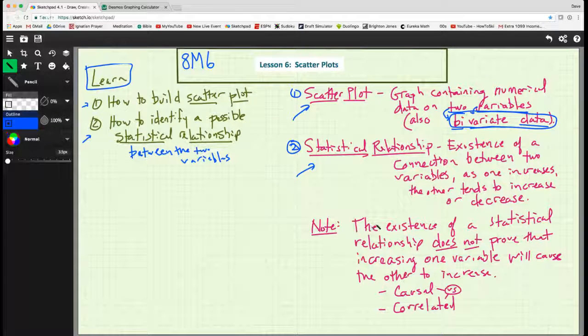And note, whenever we have a statistical relationship, it doesn't prove that increasing one variable will cause the other to increase. Sometimes it does. Sometimes increasing one causes the other to increase, and that's a causal relationship. Otherwise, we just have a correlated relationship. When one goes up, the other tends to go up, but they don't cause each other to go up. I'll give you a good example of that later on, hopefully to make it really clear.